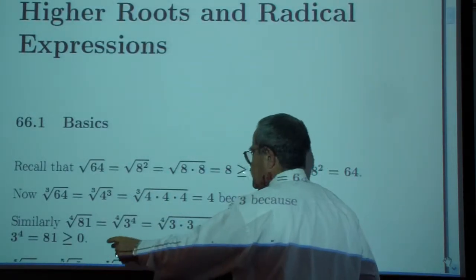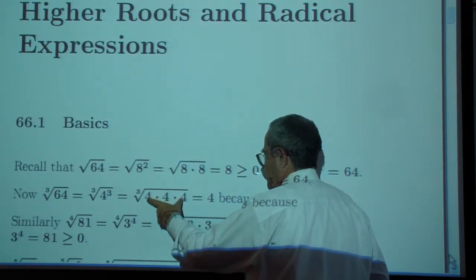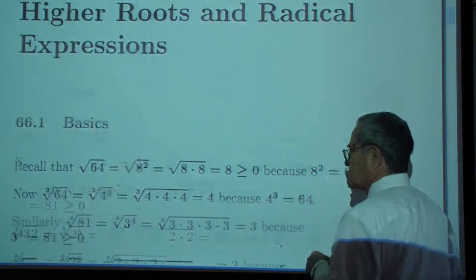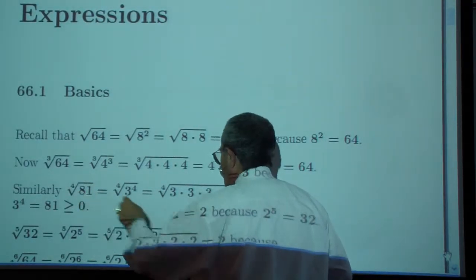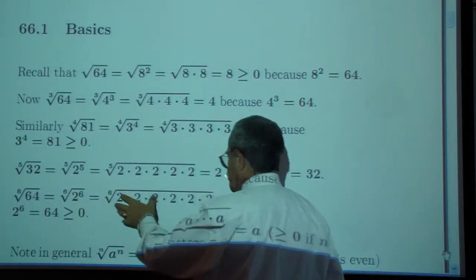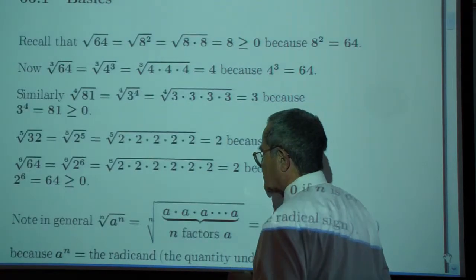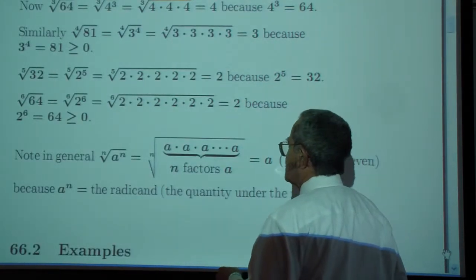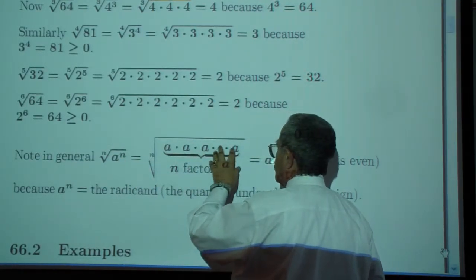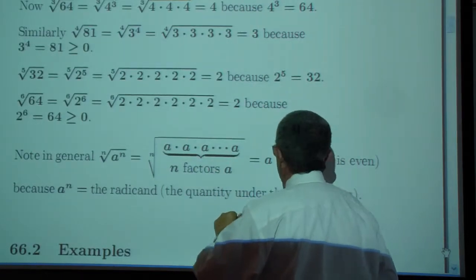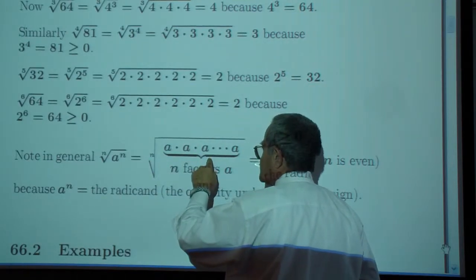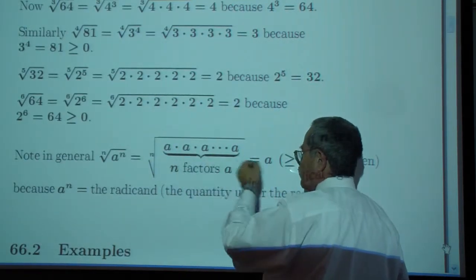The cube root of 64 is one element of a triple that comes out, because 4 cubed is 64. The fourth root, you need 4 factors, 3 to the 4, for 1 to come out. The sixth root, you need 6 2's for 1 to come out, and so on. Note that in general, the nth root of a to the n is equal to the nth root of n factors a. Therefore, one a comes out. If you have the 10th root of a to the 10, you need 10 a's multiplied together for one a to come out.